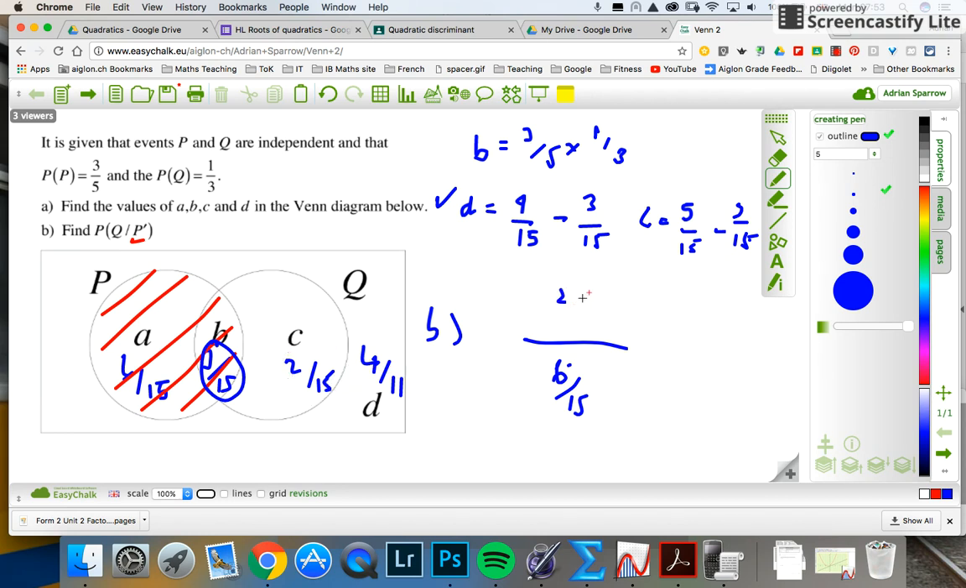So 2/15 goes up here. Now because they're both over 15, they cancel, which gives me 2/6. I can leave that as 2/6, or I can write it as 1/3. So this is conditional probability, and this is independence.